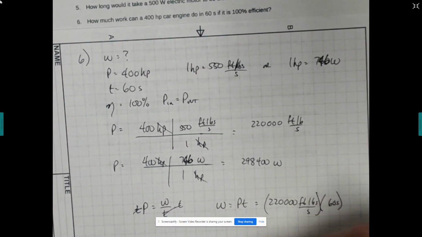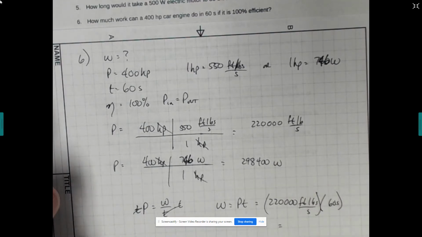Or work equals power times time, and we can do our power as 298,400 watts times 60 seconds. And so we get 2 different answers depending on what we did. If we take 298,400 times 60, we get 17,904,000. And it's work. In this case, it'll be joules if we're in the metric system. So we can do it that way.